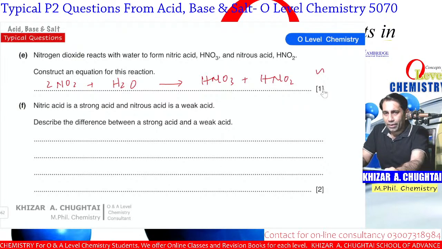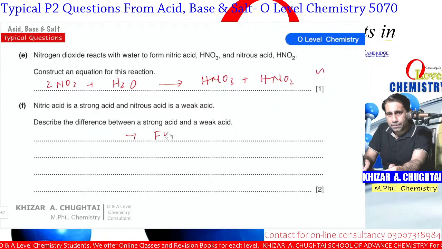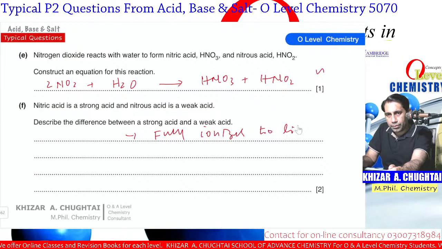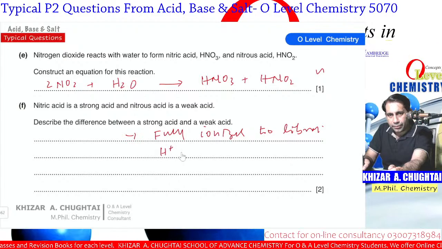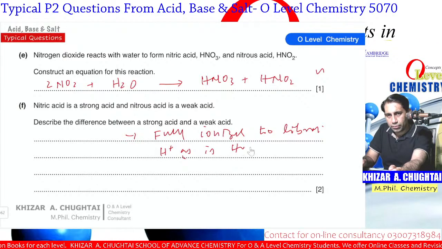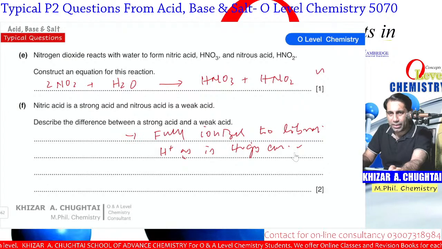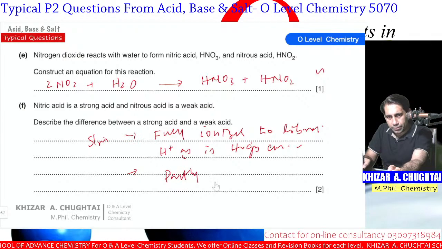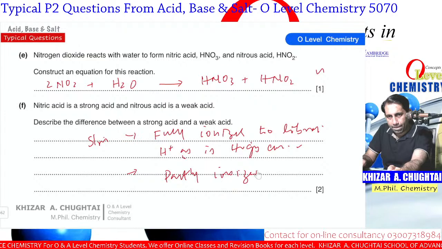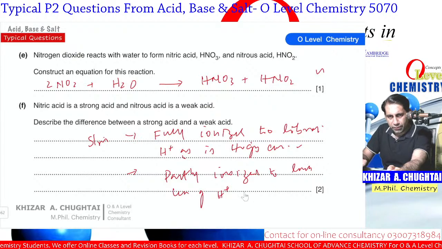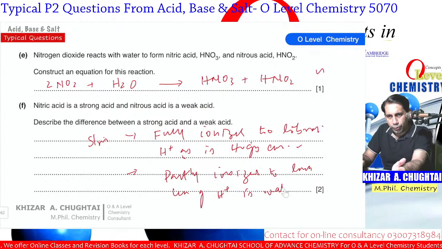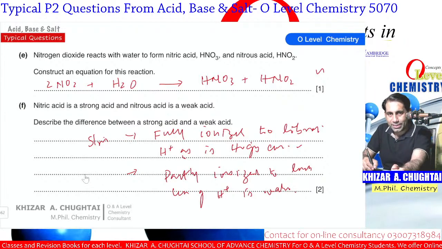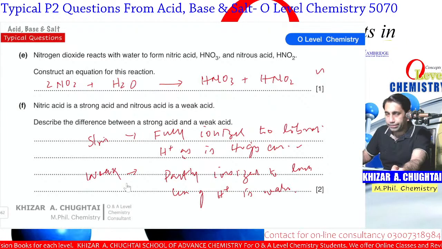Nitric acid is a strong acid and nitrous acid is a weak acid. Describe the difference between strong and weak. Once again, an acid that is fully ionized to liberate H+ ions, aqueous, in high concentration, is said to be the strong acid, and the weak acid is partly ionized, losing fewer H+ ions in water, in aqueous medium, and is said to be the weak acid, and so on.